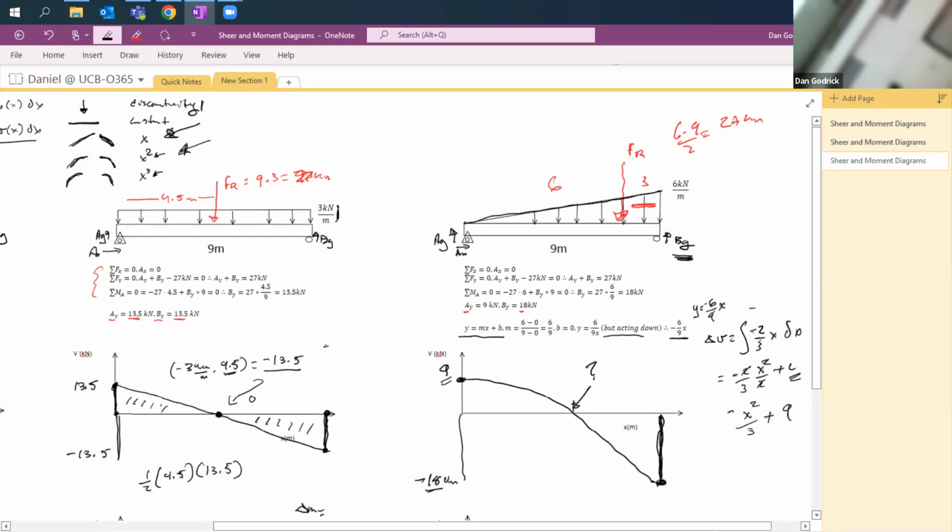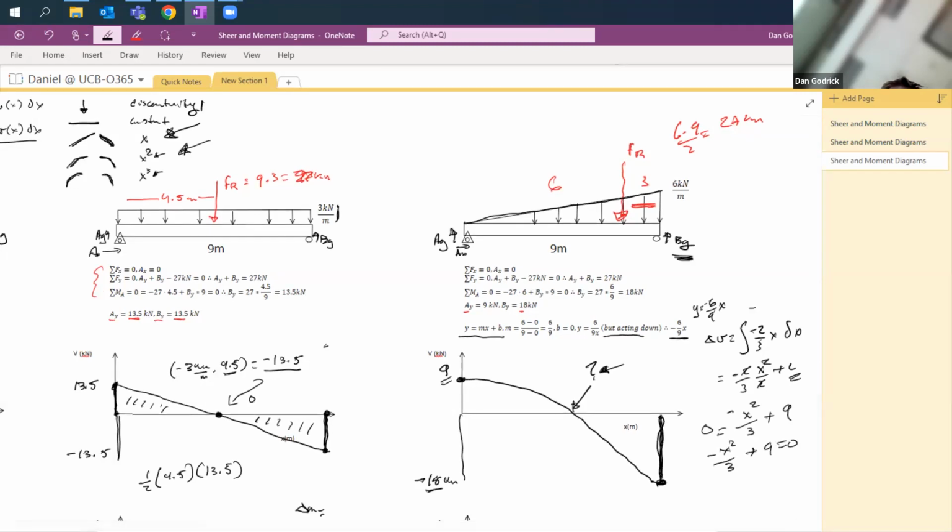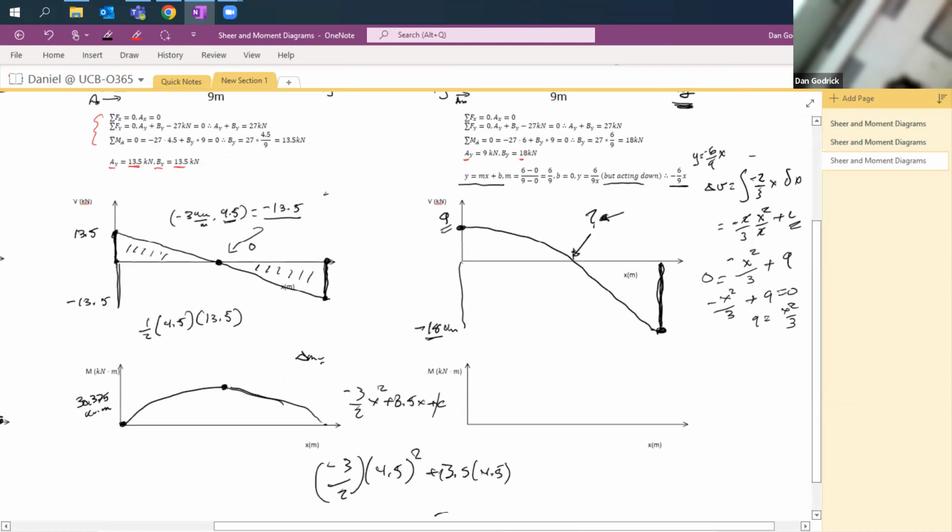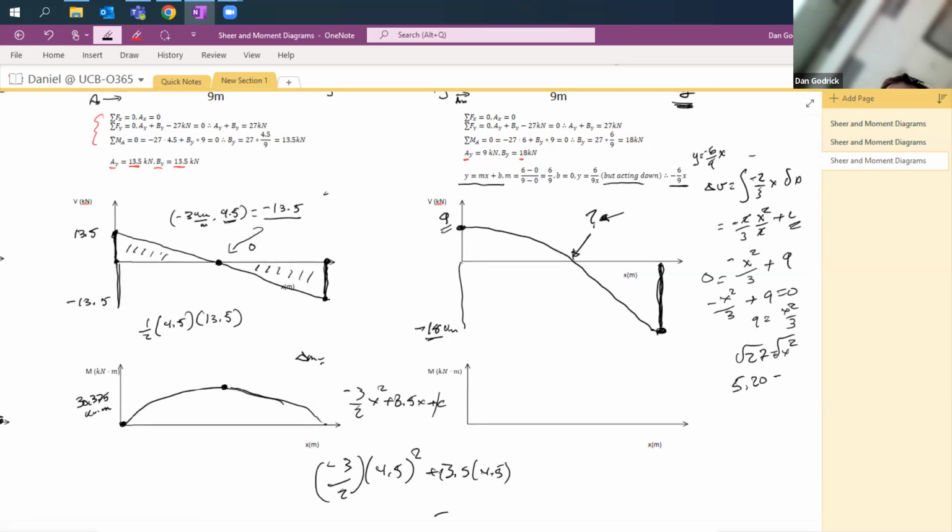Okay. Our engineering question is, where on the beam does our shear equal 0? Well, set our shear equal to 0. Minus x squared over 3 plus 9 equals 0. Bring our x squared to the other term. 9 equals x squared over 3. 27 equals x squared. Take the root of both sides. We only care about the positive root, so 5.20 equals x. That's our crossover point.